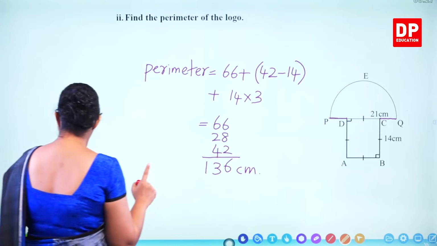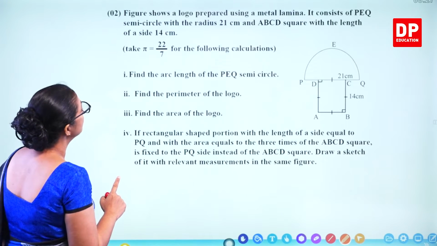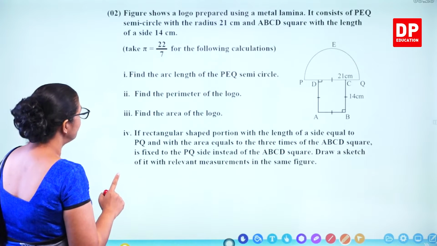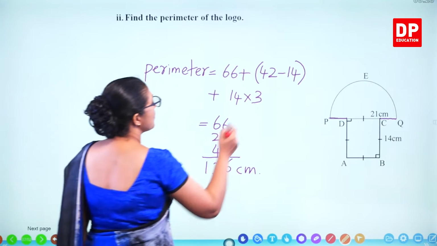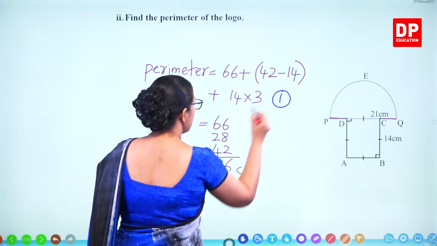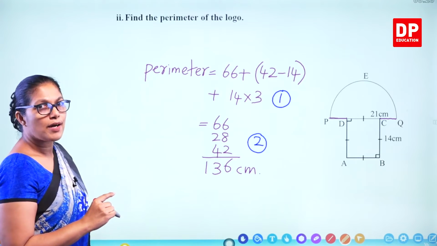So how many questions altogether? 4 parts. So you get 3 marks here. 1 mark for this and 2 marks for the calculation. So altogether 3 marks.